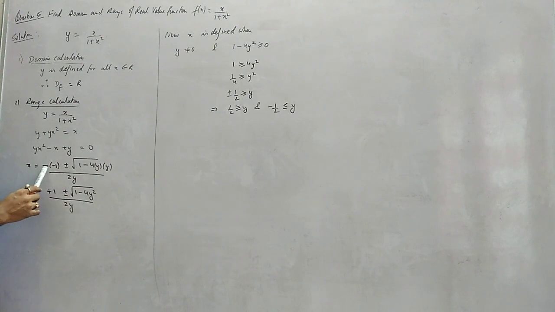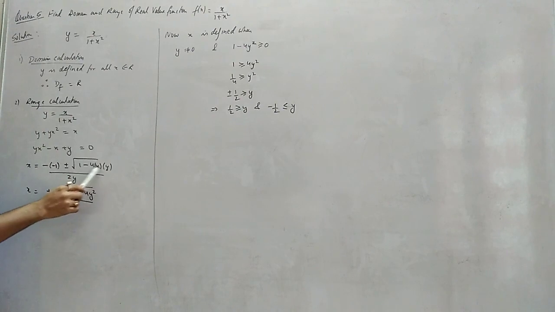So what is x? Minus b, minus of minus 1, plus minus under root b square, minus 1 whole square, minus 4ac, a is y, and c is y. So 4y square. So what you got? x equals 1 plus minus under root 1 minus 4y square divided by 2y. Now, we got x in terms of y.